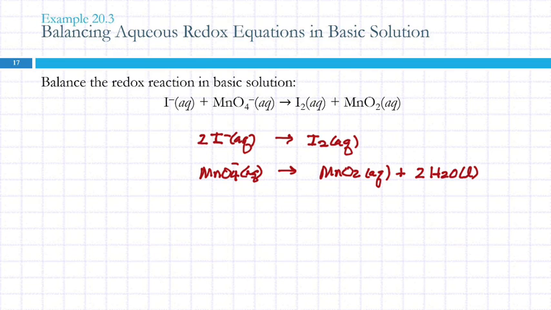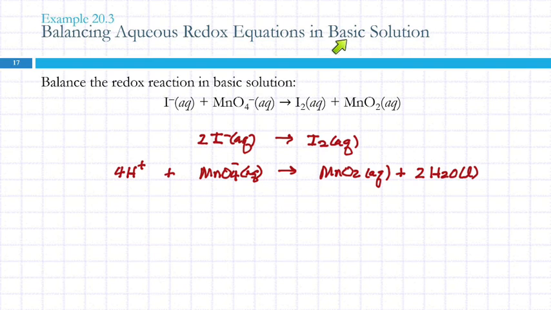Now I introduce a problem with hydrogens. I look over here, there's a total of 4 hydrogens. So over here, I'm going to add 4 hydrogen ions. Am I doing okay so far? Up to this point, it's exactly the same as an acidic solution.